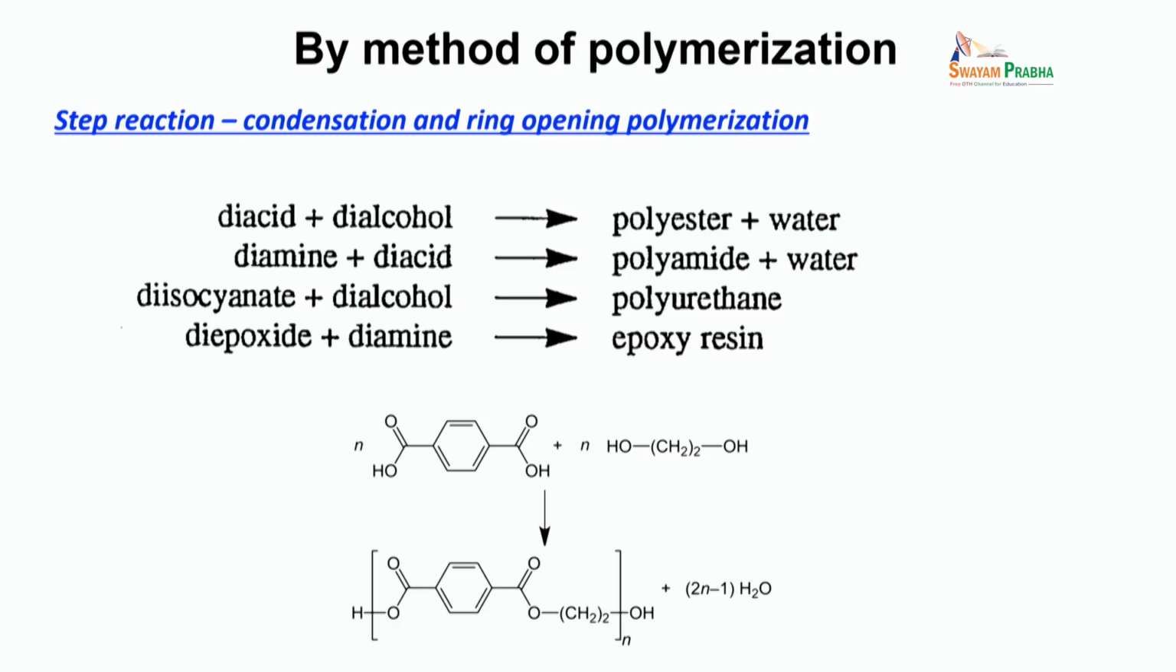So on the right hand side, the polyesters, the polyamides and the polyurethane and epoxy, these are all created through a condensation reaction. Okay, but many of the previous cases, the polyolefins, are done through chain reactions or addition reactions.